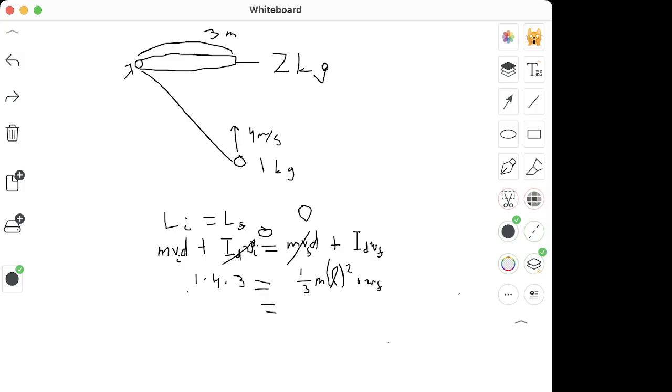Let's quickly simplify that. That's 1/3 times 2 times the distance squared, that's 3 squared, times omega final, and we know this side is now 12 because 3 times 4 is 12. Then we can simplify this. This is 1/3 times 2 times 9, and if you multiply them together, you get 6. So that means the moment of inertia of the door is 6 kg meters squared. And then if you divide by 6 on both sides, you end up getting a final answer of 2 radians per second.